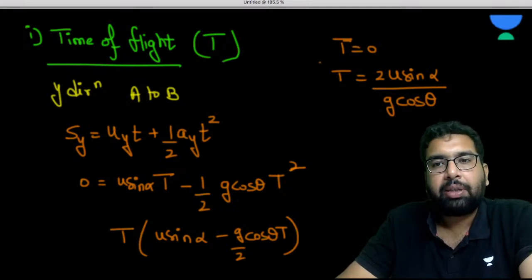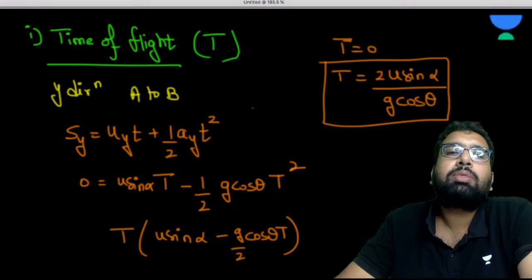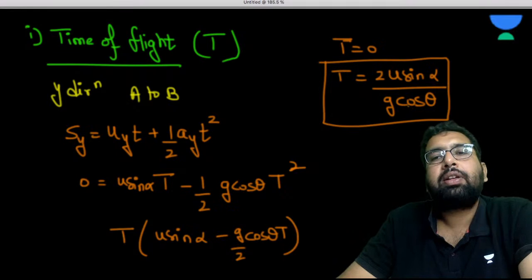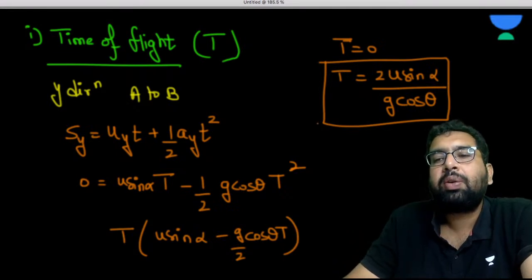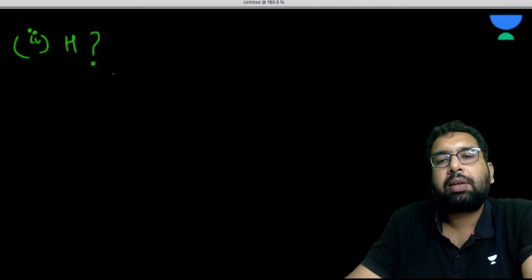So it is very much similar to what we have seen there also, no? Ground to ground, there it was 2u sine theta upon g. There the angle of projection we considered as theta. Here we are considering alpha, right? So it was 2u sine alpha upon the acceleration in y direction. Here the acceleration in y direction is g cos theta. So that way you can memorize it. Now get me the maximum height, that is h. Please get me the maximum height.